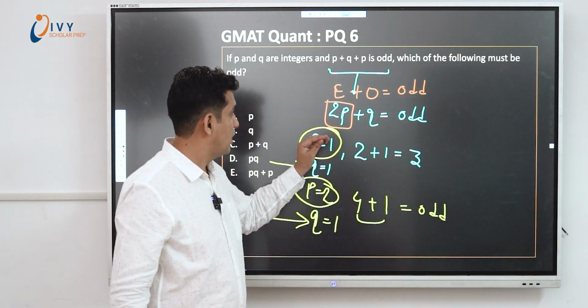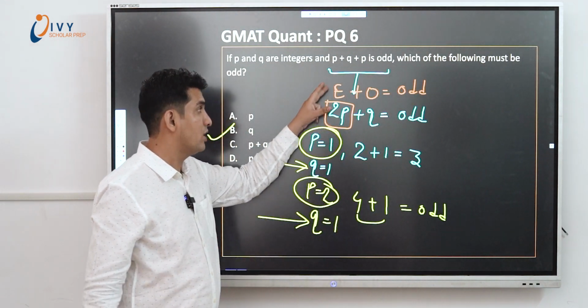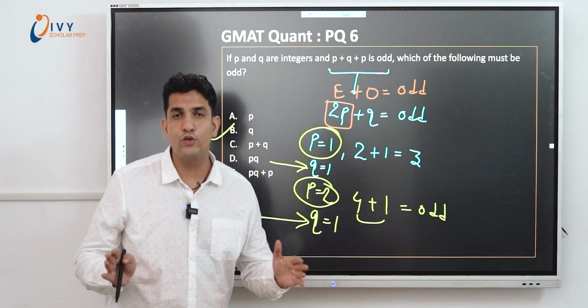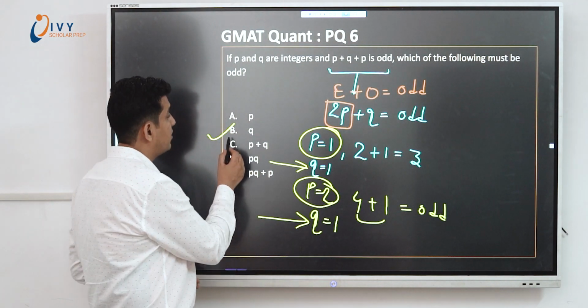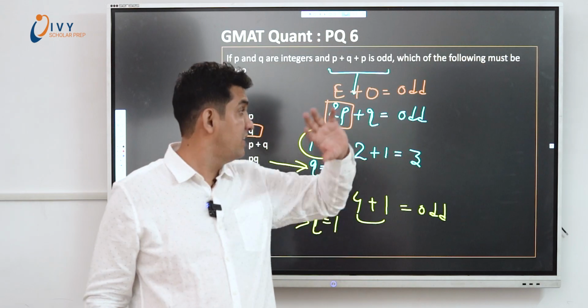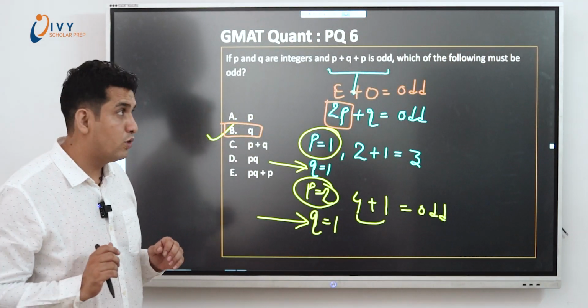Now p could be even, could be odd, because 2p is always even. So that's where we can 100% say q is always going to be odd. That's where option B is my answer. I hope you understood this, and it's easy to attempt this one now.